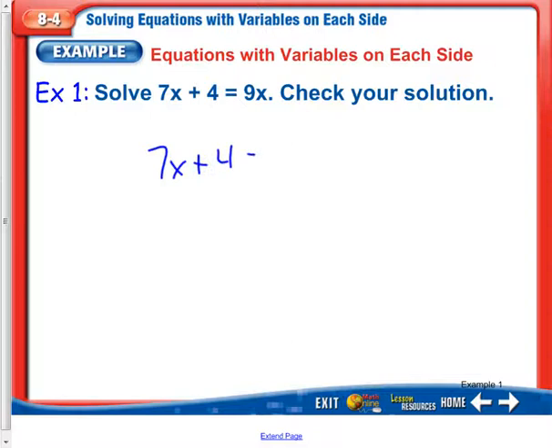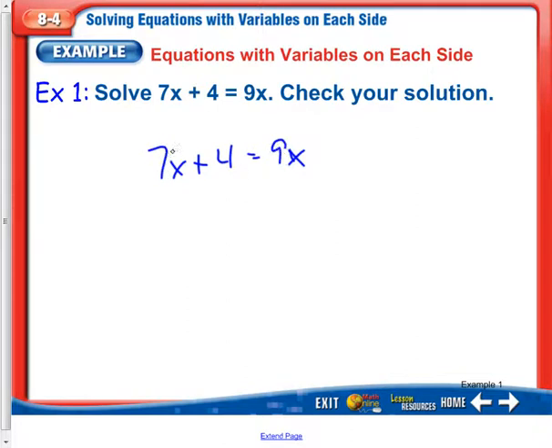So for example, our first one here, I'm going to copy this down. 7x plus 4 equals 9x. Okay, so step 1, we're supposed to simplify both sides. Well, there's nothing to simplify. There are no like terms on the left. There are no like terms on the right. So now I need to figure out which side I'm going to move the variable expression to.